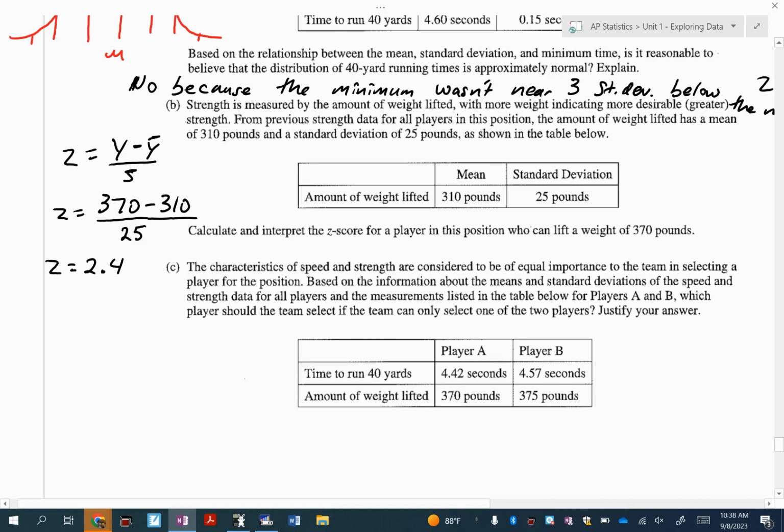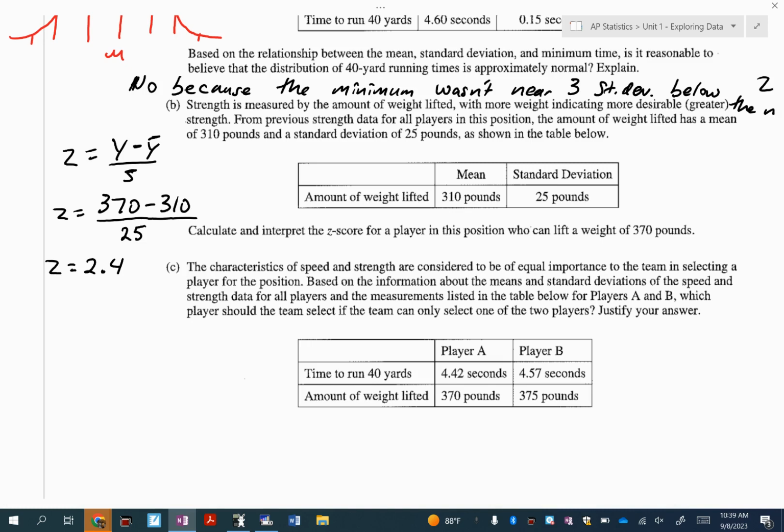Okay, now what happens on these types of questions on the AP exam is students will not continue writing. They'll just say the z-score is 2.4. Did we answer the question, calculate and interpret the z-score for this player? No, what have we done? We've calculated. So that's one of the things I need to teach you between now and May, is how to just give a full, complete answer. So right now we've calculated the z-score of 2.4. Now we need to interpret it, okay?